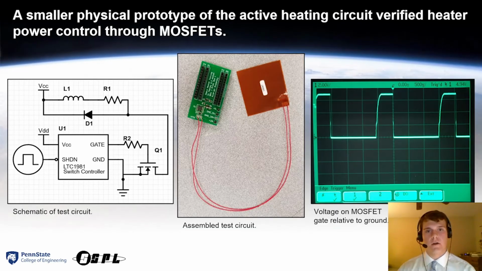In order to test our active heating circuitry, we assembled a smaller prototype board that contained only one MOSFET and one polyimide heater. To the left, you can see the circuit schematic that contains all the parts needed to control one of these heaters. In the center, you can see the circuit fully assembled for testing, and to the right, you can see the oscilloscope output for the voltage on the MOSFET gate relative to ground. You can see that it has a nice sharp rise and a nice sharp decline. Based upon this test, we are able to verify that yes, we can control the amount of power delivered to the heaters by varying the duty cycle of the PWM signal coming from the thermal logic controller.